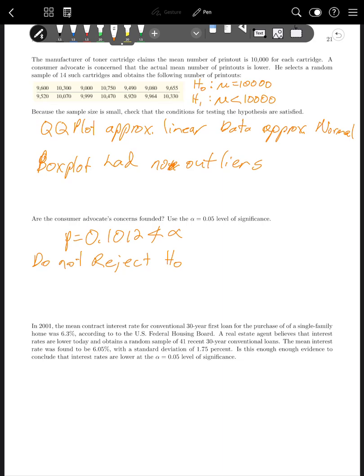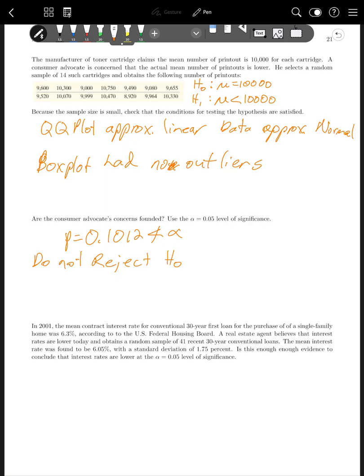Okay. The next one here: in 2001, the mean contract interest rate for conventional 30-year first loans for purchase of a single-family home was 6.3%, according to the U.S. Federal Housing Board. A real estate agent believes that interest rates are lower today and obtains a random sample of 41 recent 30-year conventional loans. The mean interest rate found was 6.05, with a standard deviation of 1.75. Is this enough evidence to conclude that interest rates are lower at the alpha equals 0.05 level of significance?